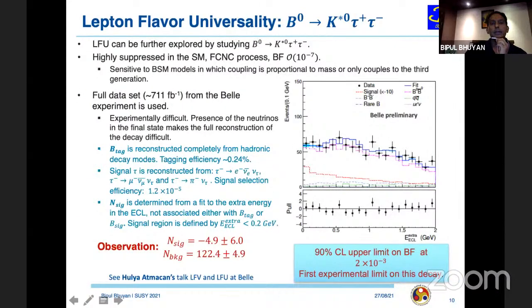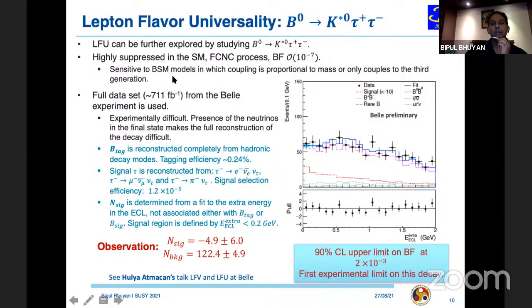Now, the same process, the lepton flavor universality, can be further studied by exploring other decays like B0 to K star tau plus tau minus. That is what is being done in this particular analysis. This is again highly suppressed in the Standard Model. It's a penguin process. The expected branching ratio is in the range of 10 to the -7.